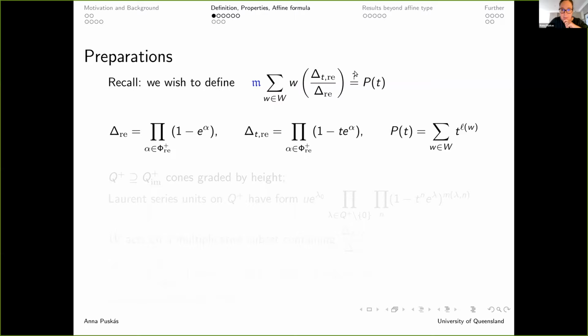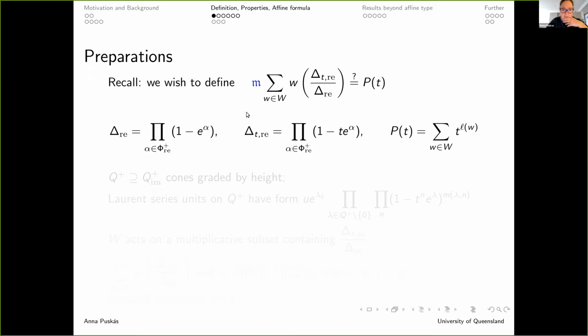So I put a question mark above this equality because defining M is slightly more, one has to be slightly more careful in the beyond affine type than in affine type, in a way that I will explain presently. So up to affine types, this is just what M is, and it's no problem to define it. And then beyond, whatever way you choose to define M, this is true for it. And beyond affine types, this is what we will use for the definition.